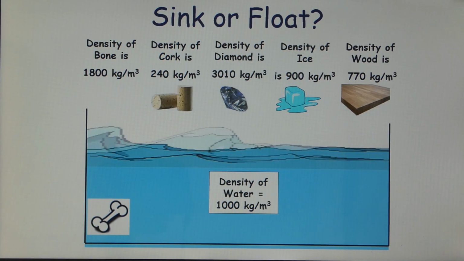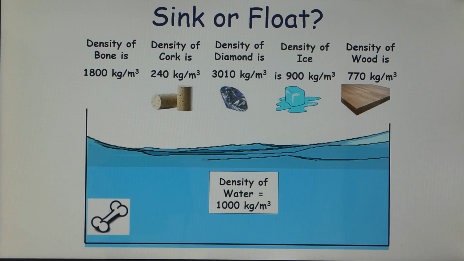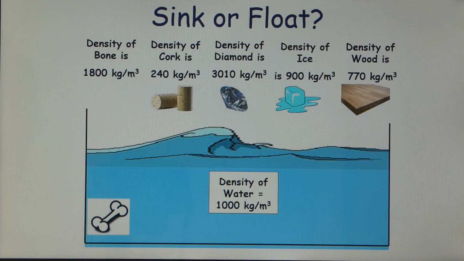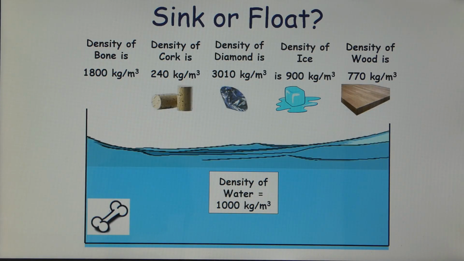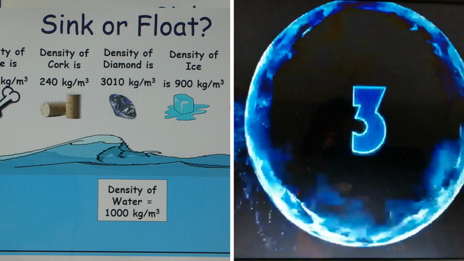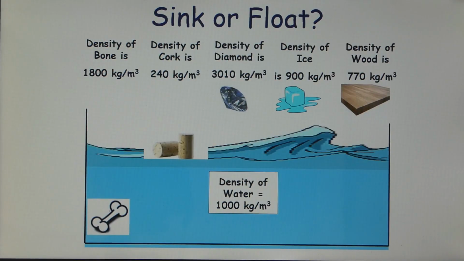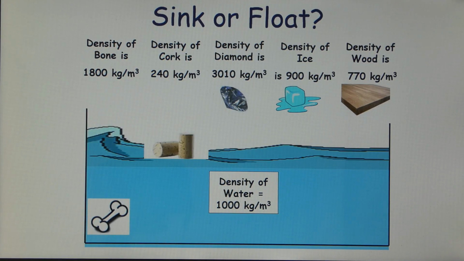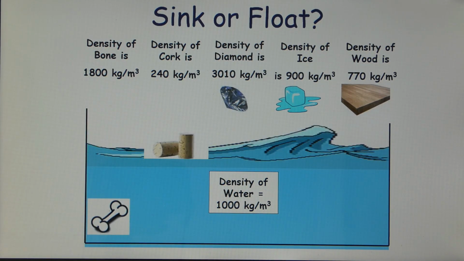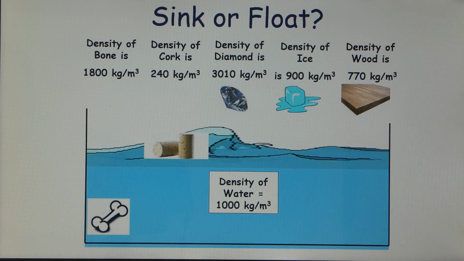Next item, cork. Density 240 kilograms per cubic metre. Sink or float? 5 seconds. It's a floater. 240 is far less than 1,000 kilogram per cubic metre, so it will easily float.